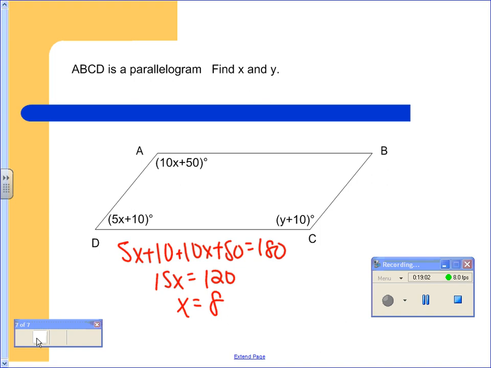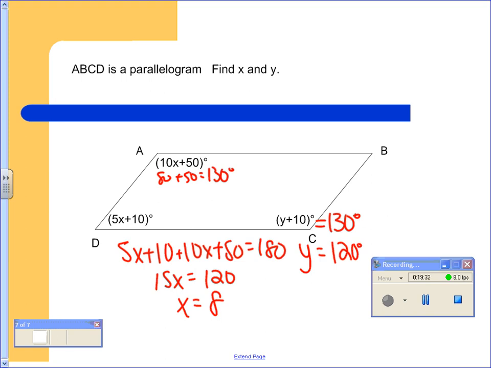So this is angle C, and it has y. Which angle do we want to use to find the value? You want to use A. What does this angle have to equal? 80 plus 50 equals 130. Does that make sense? And what do we know about angle C? It equals 130. So y plus 10 equals 130. So what does y equal?